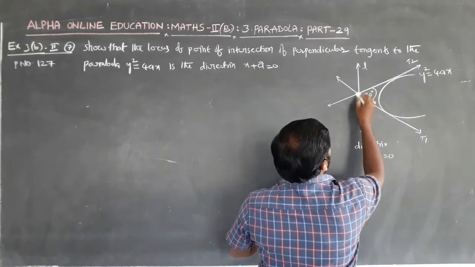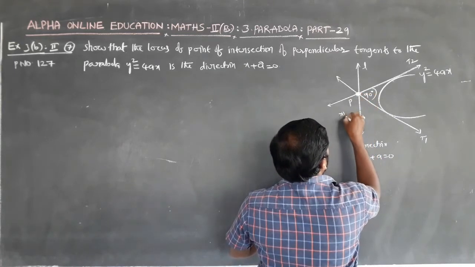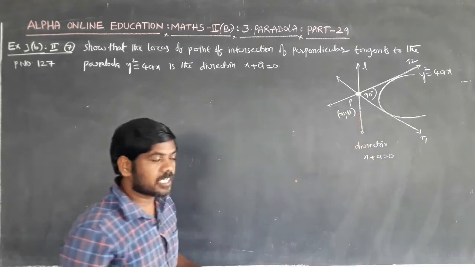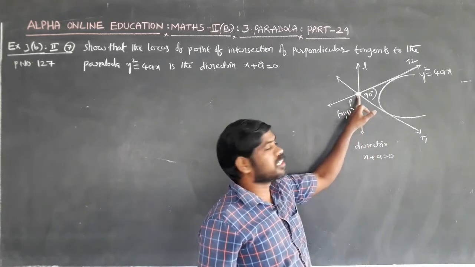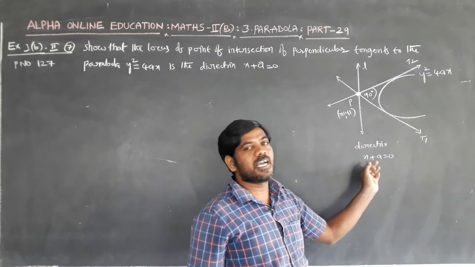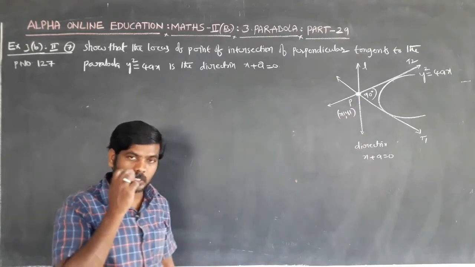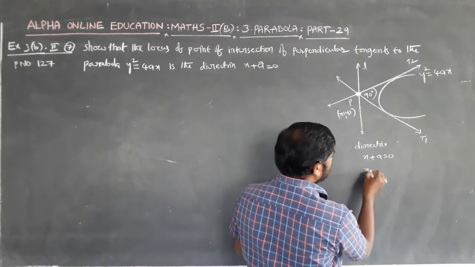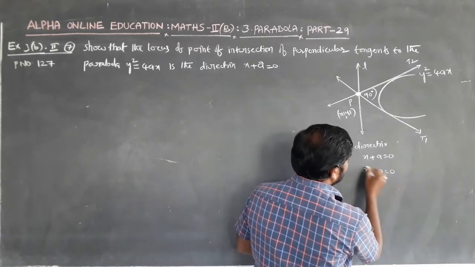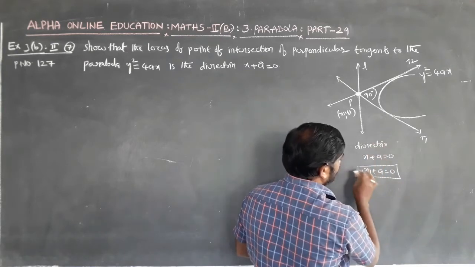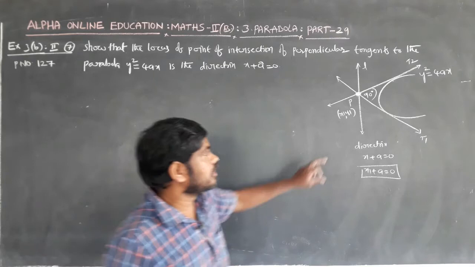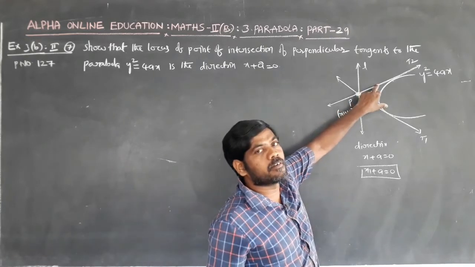Let P(x1, y1) be any point on the locus. Here we prove that the locus of P is the directrix. The locus of P is the directrix means here we prove that x1 plus a is equal to 0. Here two tangents are perpendicular.